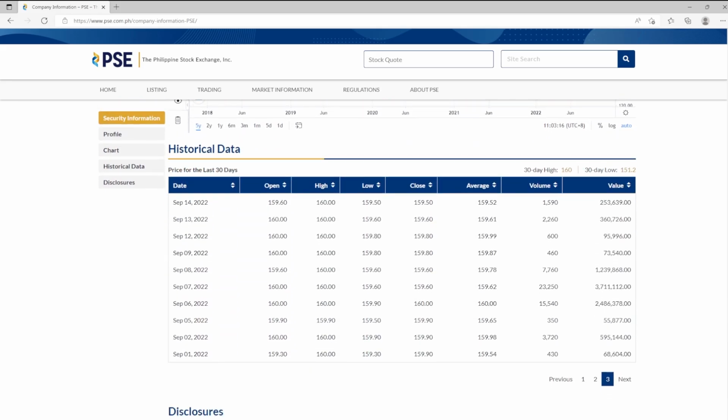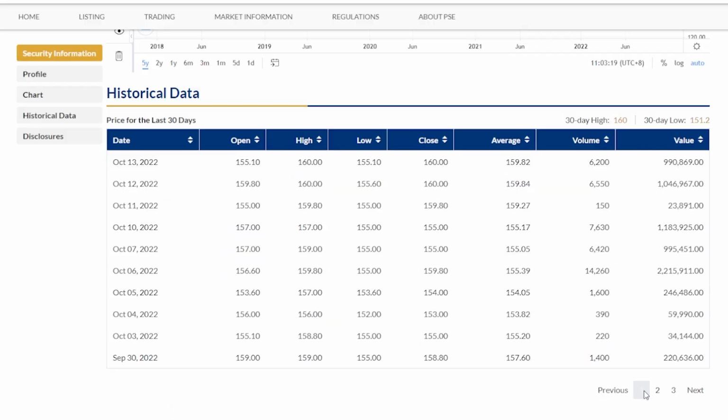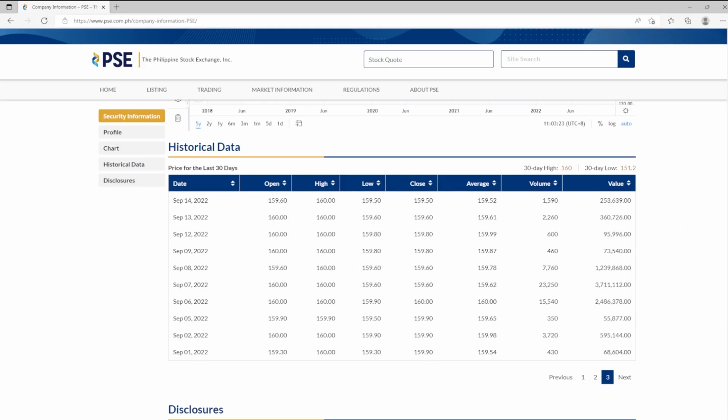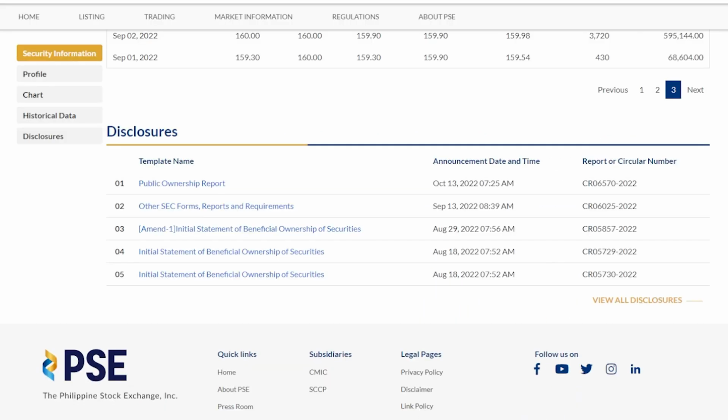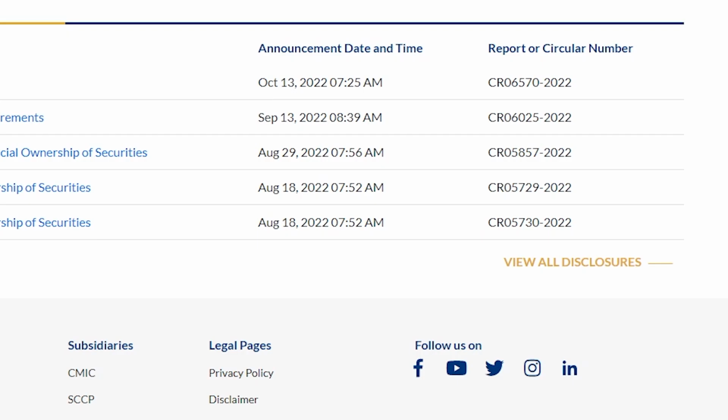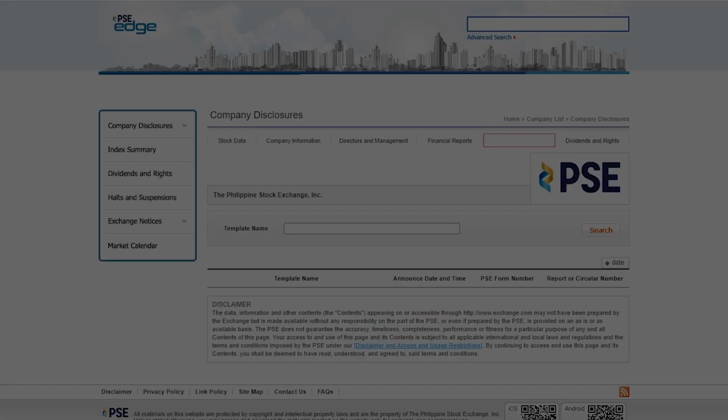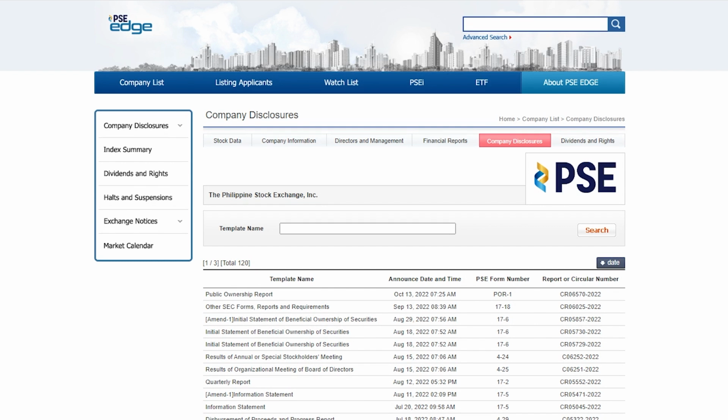The historical page provides price information, volume, and value in the last 30 days. Lastly, the disclosures section provides the listed company's 5 most recent disclosures. Disclosures are very important for investors so they can monitor the activities of the company. You can view more of the company's disclosures by clicking the View All Disclosures tab. This will lead you to the EDGE website, which is the repository for the company's disclosures in the last 2 years.